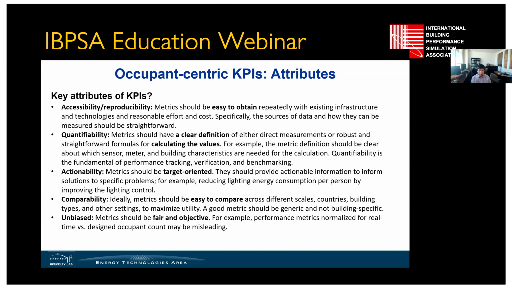We talk about how to make sure the KPIs are normalized in a way so that we can compare across different scales, different buildings, different climates. I think that's important if those KPIs want to be used for benchmarking purposes. The last one, also very important, is to make sure the KPIs are fair and objective. And I think an example given in the book is how we normalize it.